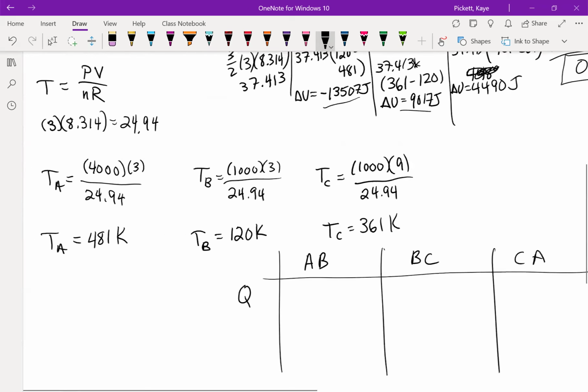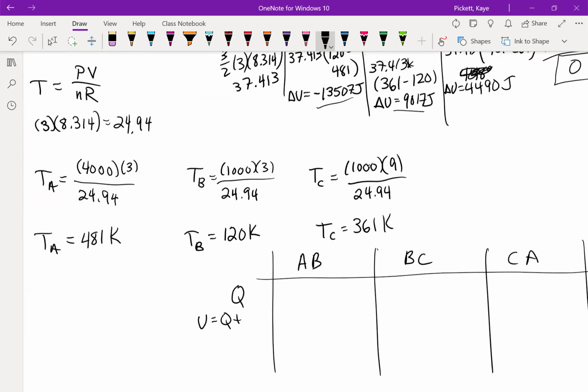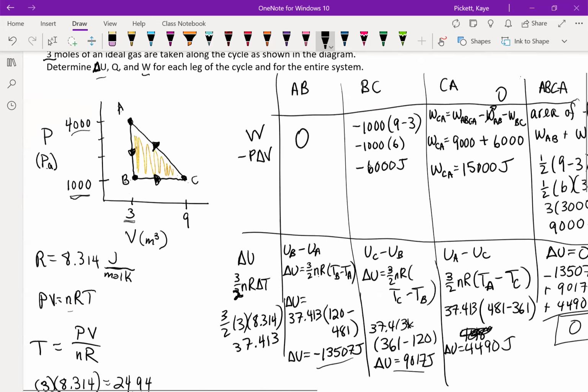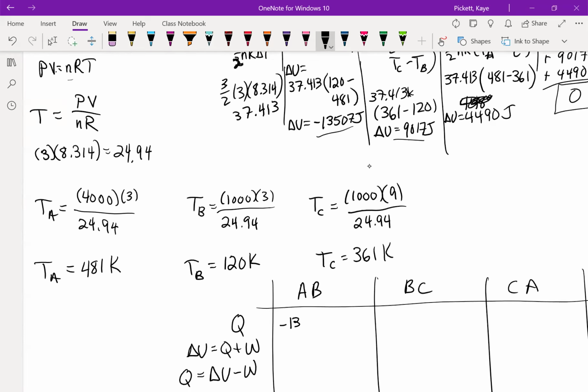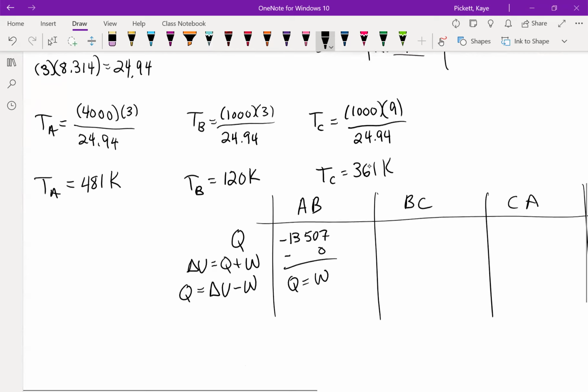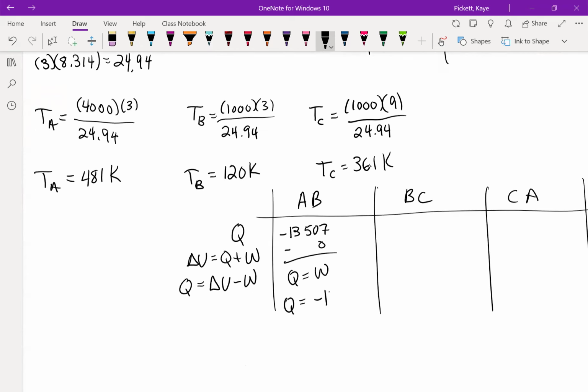Well, we know that delta U is Q plus W. Well, Q then is going to be delta U minus W. So I've got the change in internal energy minus the work. Well, if I know the change in internal energy, I know the work. All I got to do is subtract. So we're going to take negative 13,507 minus 0, and my Q is equal to the work, because it was equal to 0. My heat is negative 13,507, and that is energy that left the system.